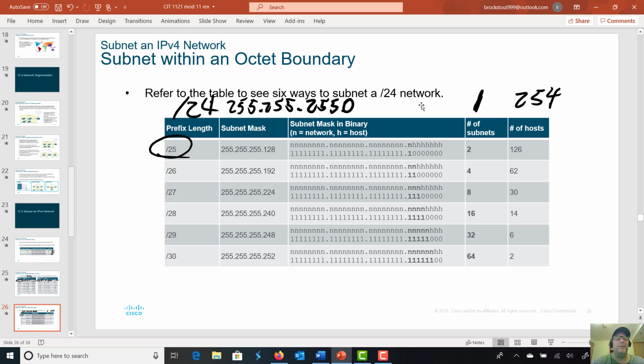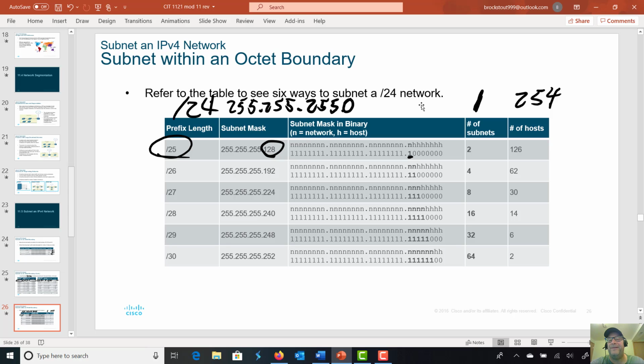When we go to /25, look what happens. In the fourth octet, we've taken that number. It was a 0. Now it's 128. How did it get to be 128? We put a 1 in the 8th position in that last octet. And that binary value is 128. No big deal. Now what that's going to do is this.